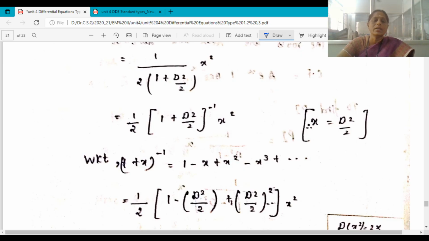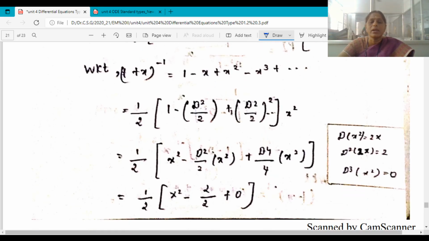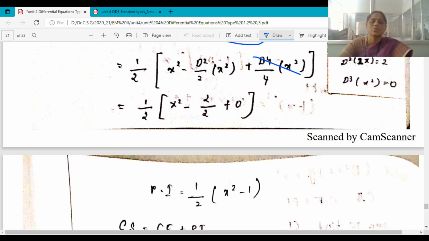Here you replace D squared by 2 as x. So 1 plus x the whole power minus 1 is 1 minus x plus x squared minus x cubed plus etc. So when you expand, it is 1 by 2 into (1 minus D squared by 2 plus (D squared by 2) whole squared minus etc.) into x squared. And we are looking for the derivatives. 1 into x squared is x squared, and D squared by 2 of x squared needs the differentiation of x squared. The first derivative of x squared is 2x, the second derivative is 2, and the third derivative is 0. So the fourth derivative is also 0. So it is 1 by 2 into (x squared minus 1).